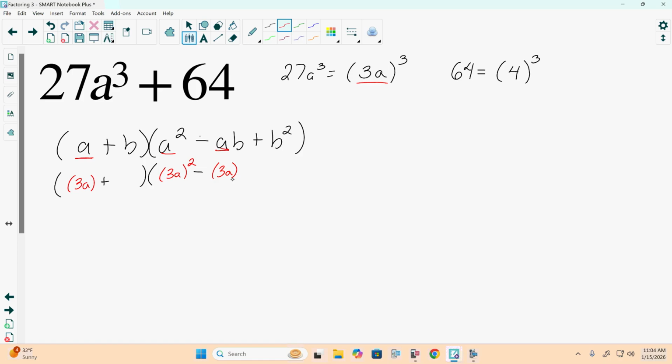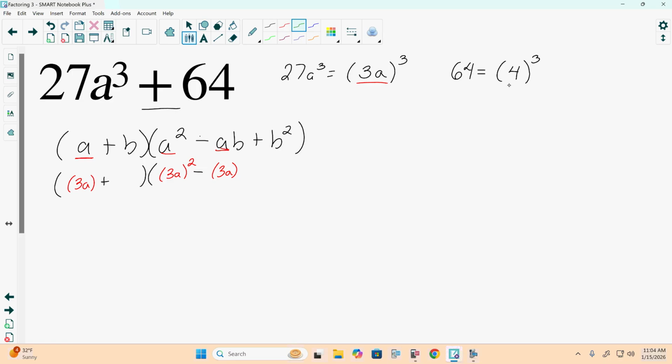So with a sum of two cubes, it's a plus b times a squared minus ab plus b squared. And the pattern for the signs is: same, opposite, always end on a positive note. So it's going to be the same as what we started with. Since it was a sum, the first sign is going to be plus. The second sign is going to be opposite, we're going to have to flip it, so it's going to be minus. And then it always ends on a positive note: plus. Any other questions?